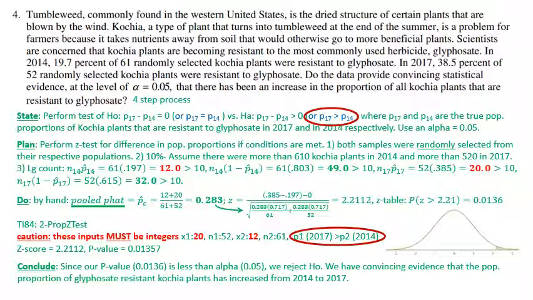So we just say we have convincing evidence that the population proportion of herbicide-resistant plants has increased. That's all we can say. Don't say anything that sounds more definitive, that we're certain, that we are going to conclude that that's true, that kind of thing. So just say we have convincing evidence.